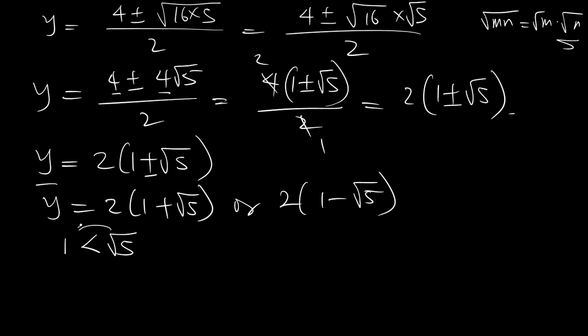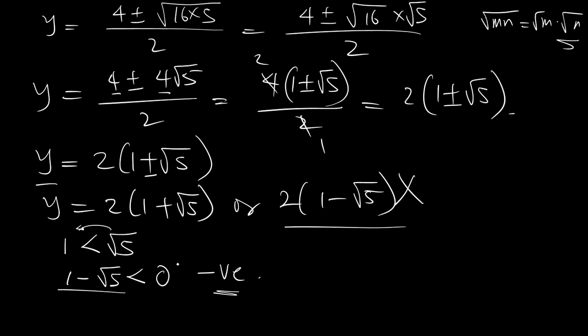now if you move this to this other side, you now have 1 minus the square root of 5 less than 0. So since this is less than 0, this will give you a negative value. And if it gives you a negative value, then it means this is not a solution. It gives you a negative, because this is geometry. So since for geometry the length is supposed to be positive, that means the real answer is this. So now y is equal to 2 into 1 plus the square root of 5. So this is the right answer.